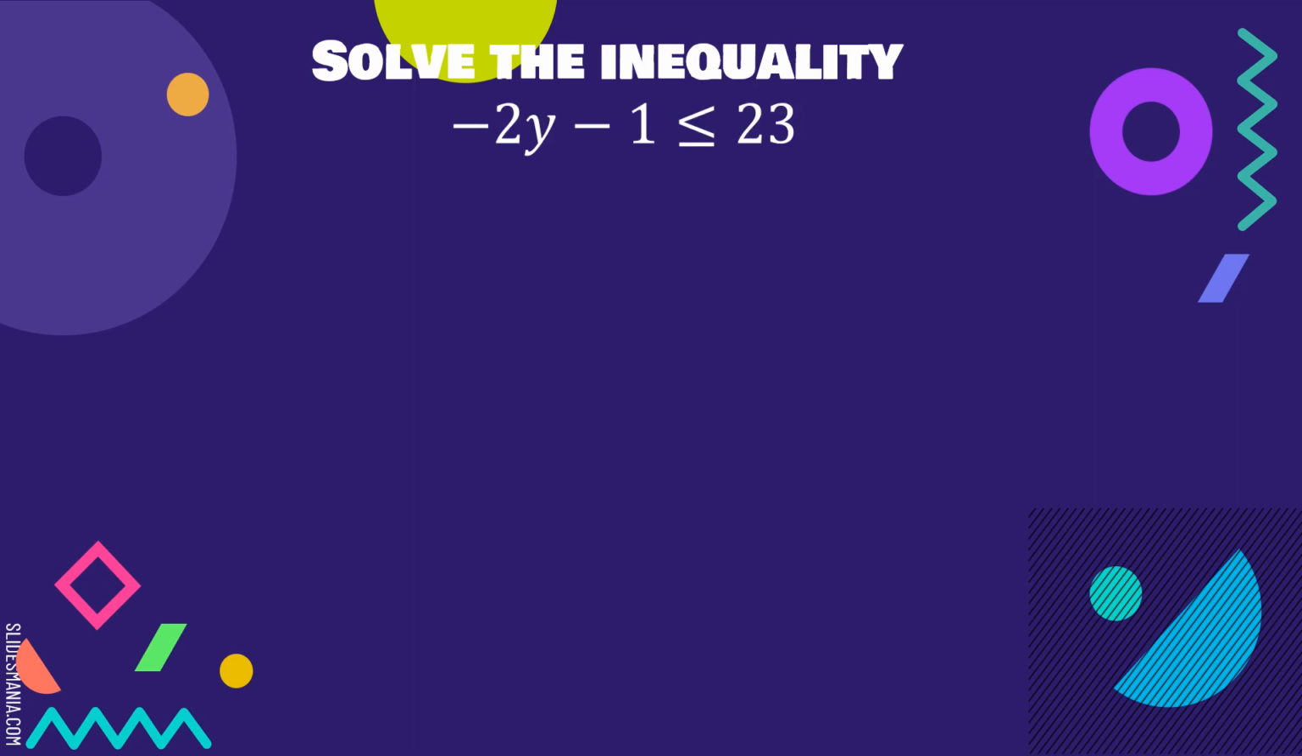This is our problem number 7, negative 2y minus 1 less than or equal to 23. So the first thing to do here is we are going to eliminate this constant negative 1 by adding positive 1 on both sides of the inequality. So negative 1 plus 1 will be 0. So what's left here is negative 2y less than or equal to 24. And take note, we still have here negative 2.